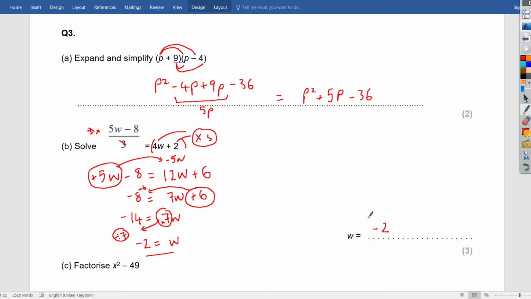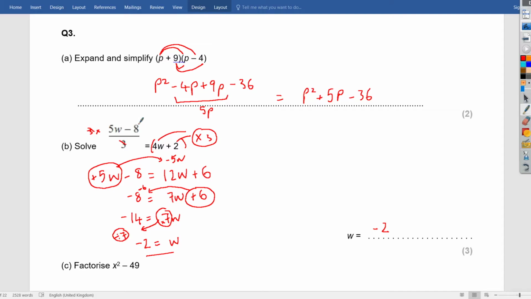You can substitute minus 2 into the expression to double check. Will it work? Is that going to give me the answer? Hopefully that's one form of double checking. If we do it mentally, you can see that 4 times minus 2 is minus 8, plus 2 is minus 6. And then if we put minus 2 in here, 5 times minus 2 is minus 10.